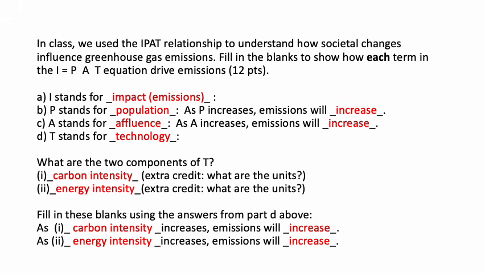A stands for affluence, the wealth of a country. And as A increases, as affluence increases, emissions will also increase. T stands for technology, and that one has two components. Those two components are carbon intensity and energy intensity. And for extra credit, tell me what the units are of each of those. And fill in the blanks down below here using the answers from part D above.